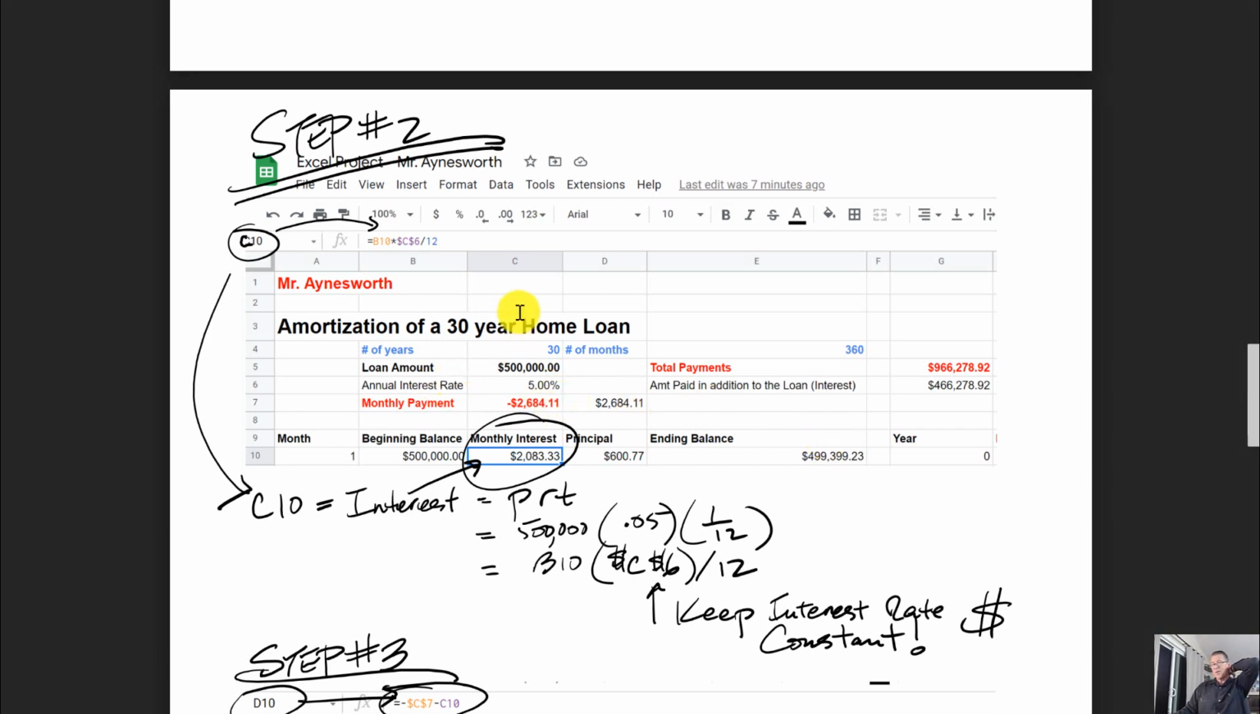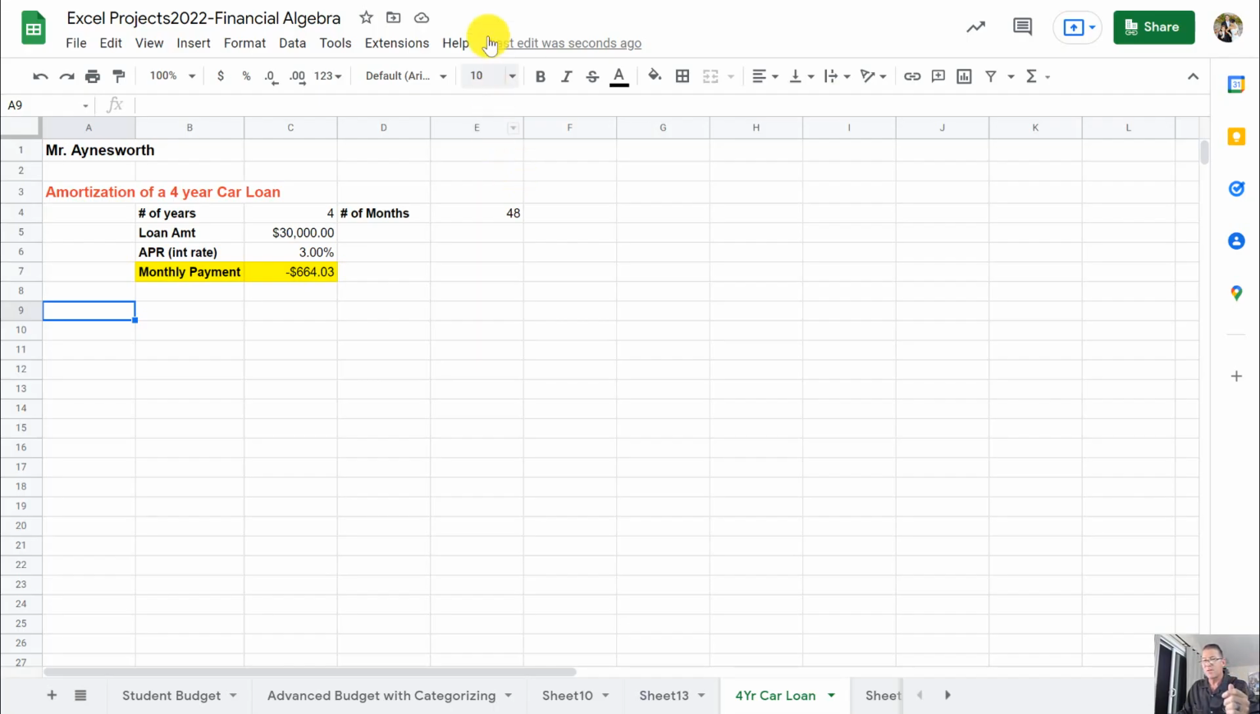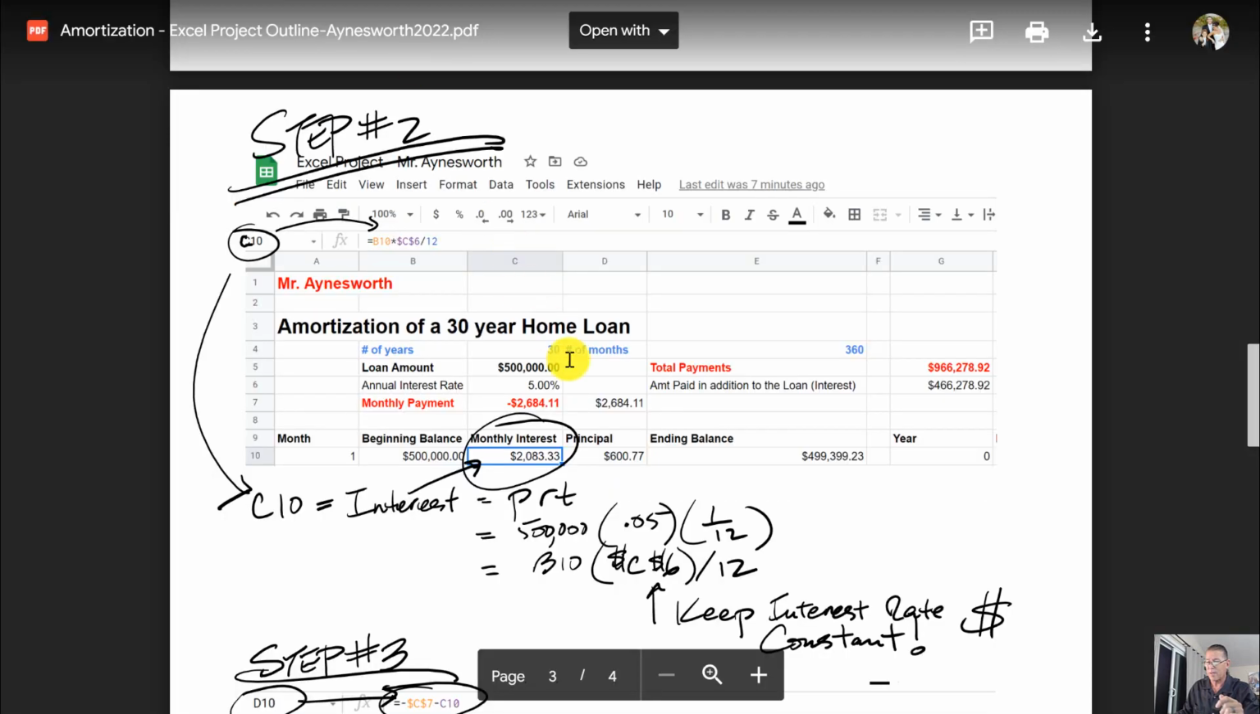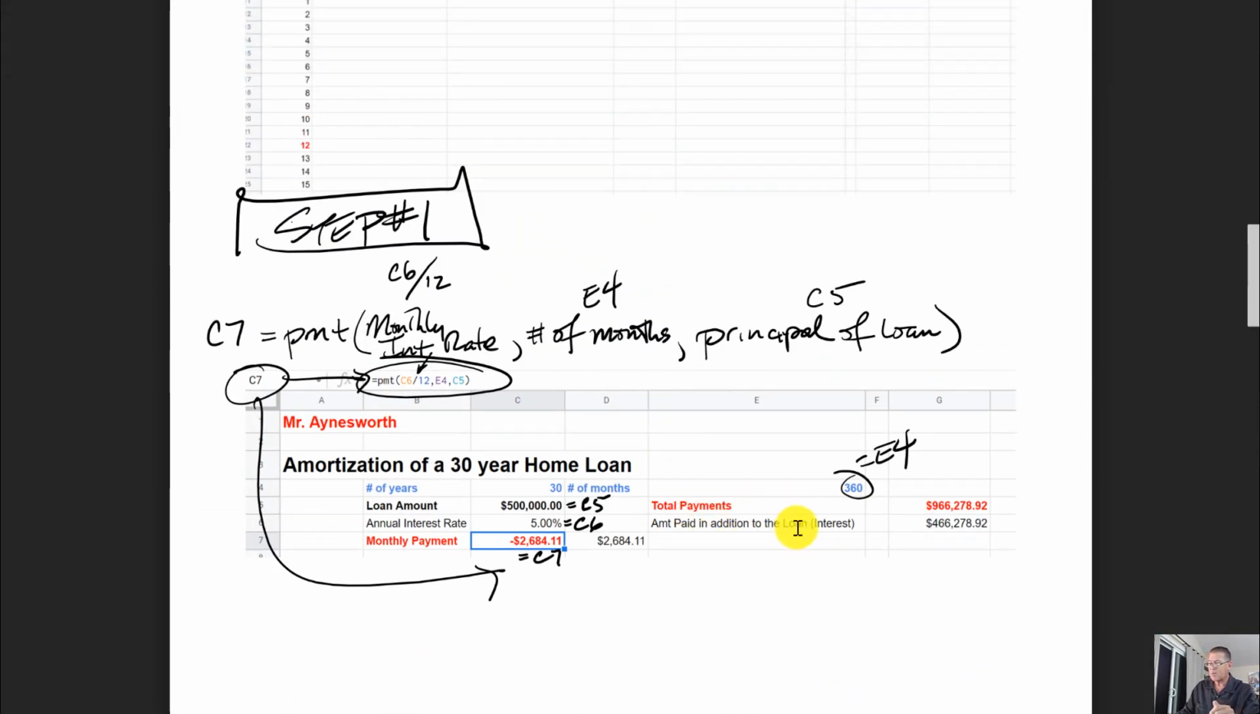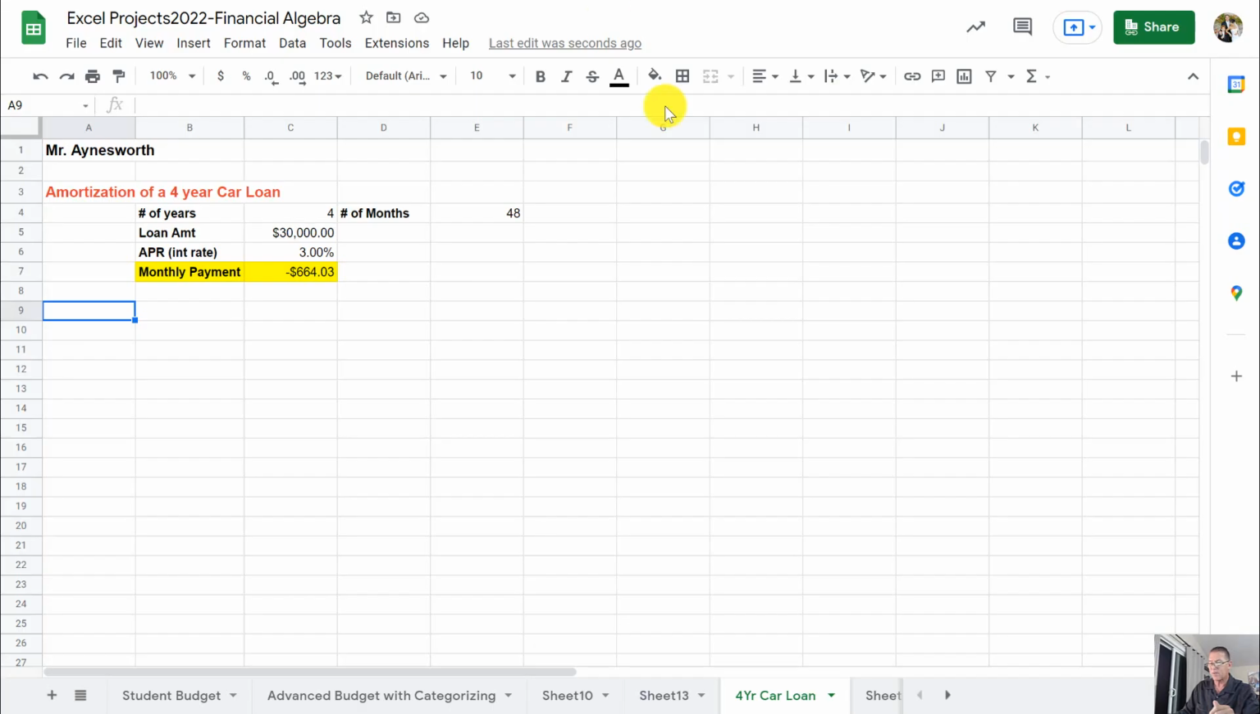Okay, actually, before we do that, I forgot one thing. So let's go back up to step 1 again. Step 1, I want to figure out the total payments and the interest paid on the loan. I forgot to do that, so let's do that now. So come up here to E5 and type in total payments. Figure out what this loan really costs, and then type in total interest here.